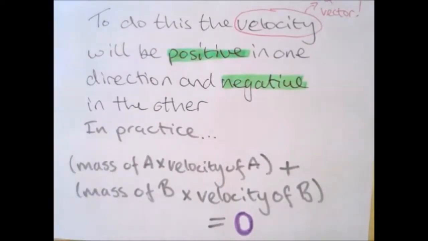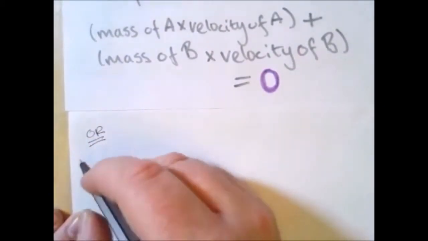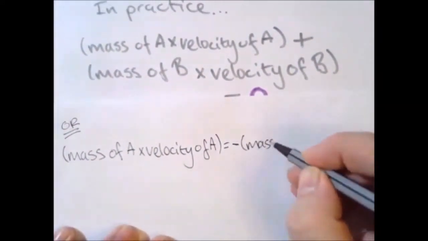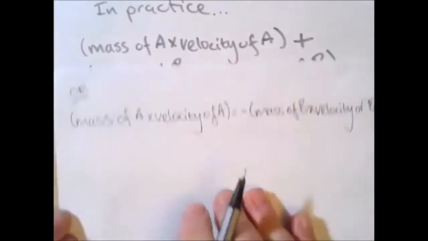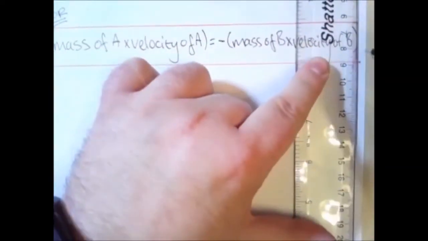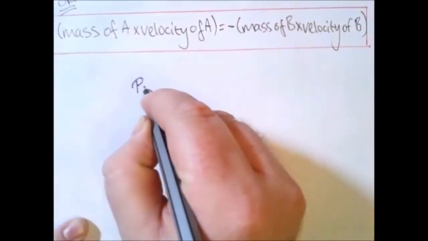Or, a better way to remember it is this way. The mass of A multiplied by the velocity of A, similar to before, is equal to negative the mass of B multiplied by the velocity of B. And this is your key equation for momentum. Let's apply that to a problem.